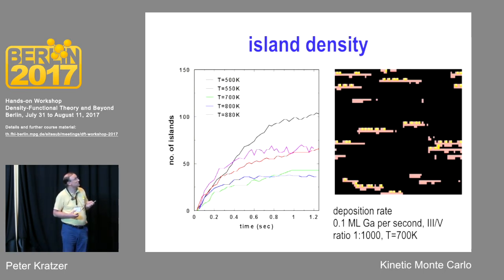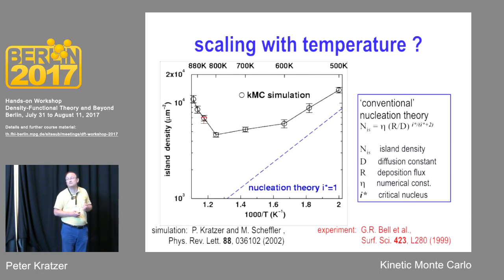Monotonically, but not quite. I mean, here you see at 880, the island density increases again over 800. So one can put this island density in an Arrhenius plot. This is what you do in this field. You have here the logarithm of the island density. And here you have 1 over temperature, or 1000 over temperature. And then the simulations give me this curve here of the island density.